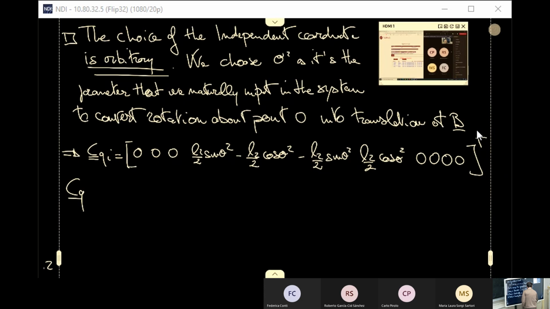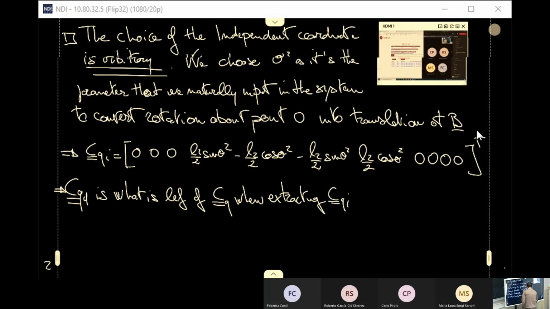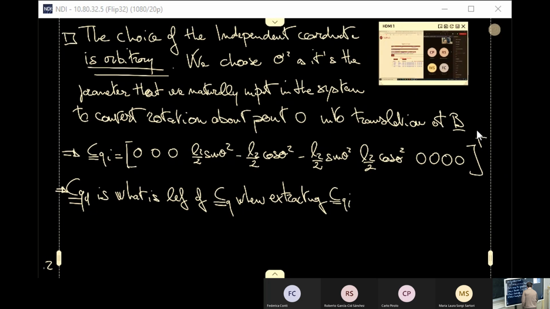And CQD is what is left of CQ when extracting CQI. Now, of course, since we have to express the delta, the dependent with respect to independent ones, you remember that at a certain point we have to invert CQD.